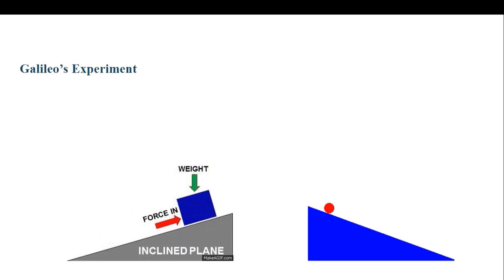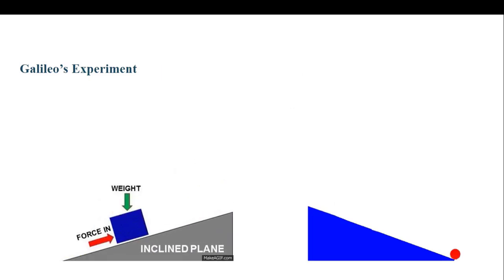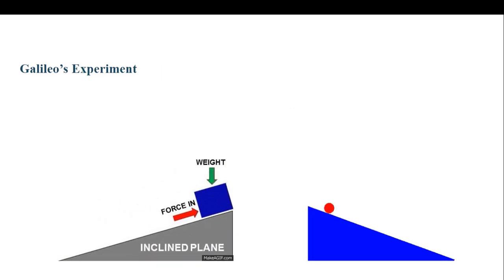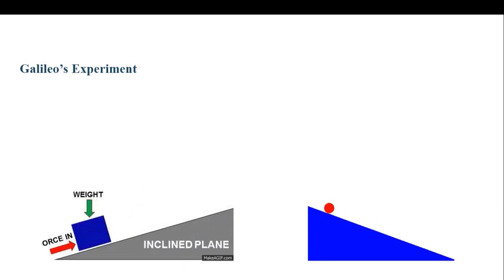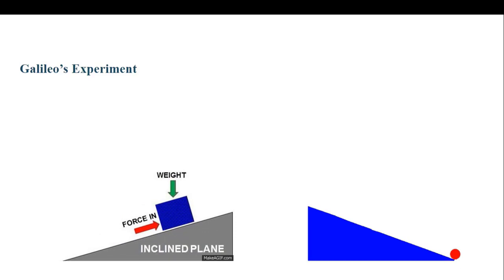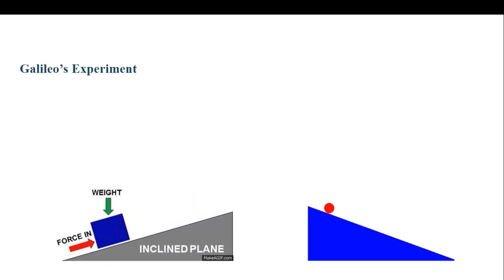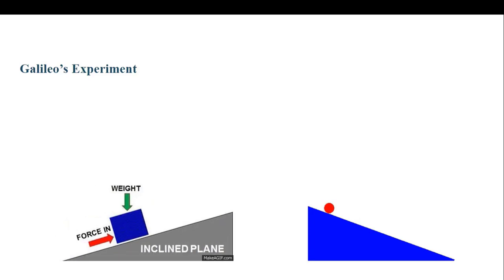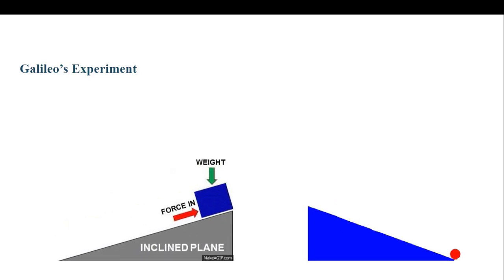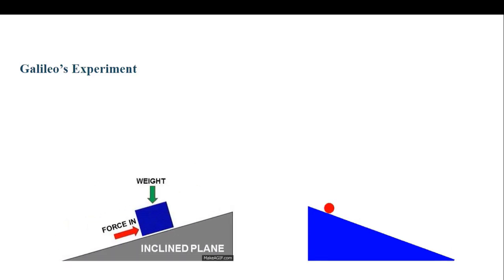So guys, let's start with Galileo's experiment and understand the concepts behind it, because these concepts are very useful to understand Newton's first law of motion. From the conclusions of this experiment, Newton derived three of his laws, that is Newton's first law, second law and third law.